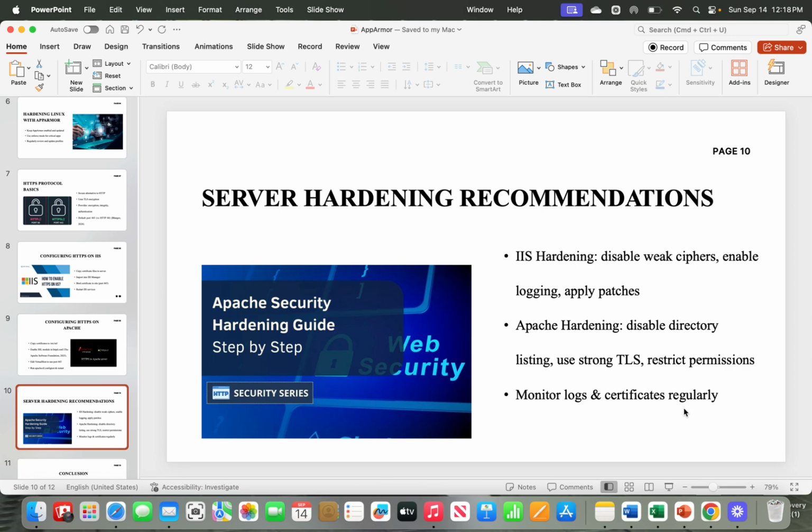For Apache, disabling directory listings keeps people from viewing unattended file structures. Strong TLS versions are enforced to require strong encryption, and file permissions are restricted to reduce exploitation. On both platforms, constant monitoring of logs and certificate status is crucial. These proactive practices not only help ensure that the organization complies with the best security standards, but they help to reduce the possible vulnerabilities.